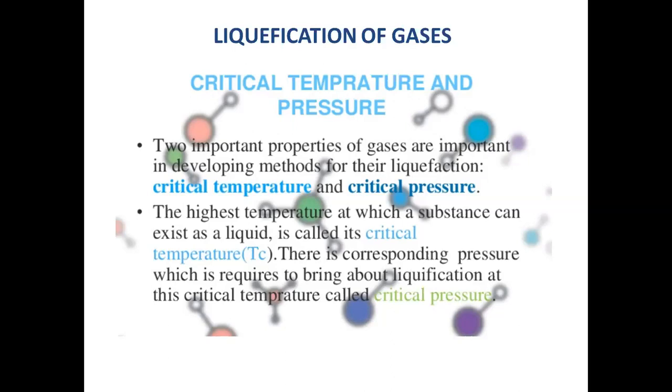What do you mean by critical temperature, students? The highest temperature at which a substance can exist as a liquid, right? Which is given as Tc. Tc stands here for critical temperature. And there is a corresponding pressure which is required to bring about the liquefaction at this critical temperature, which is known as critical pressure. So these two terms are very, very important. Along with that, we have a critical volume also.